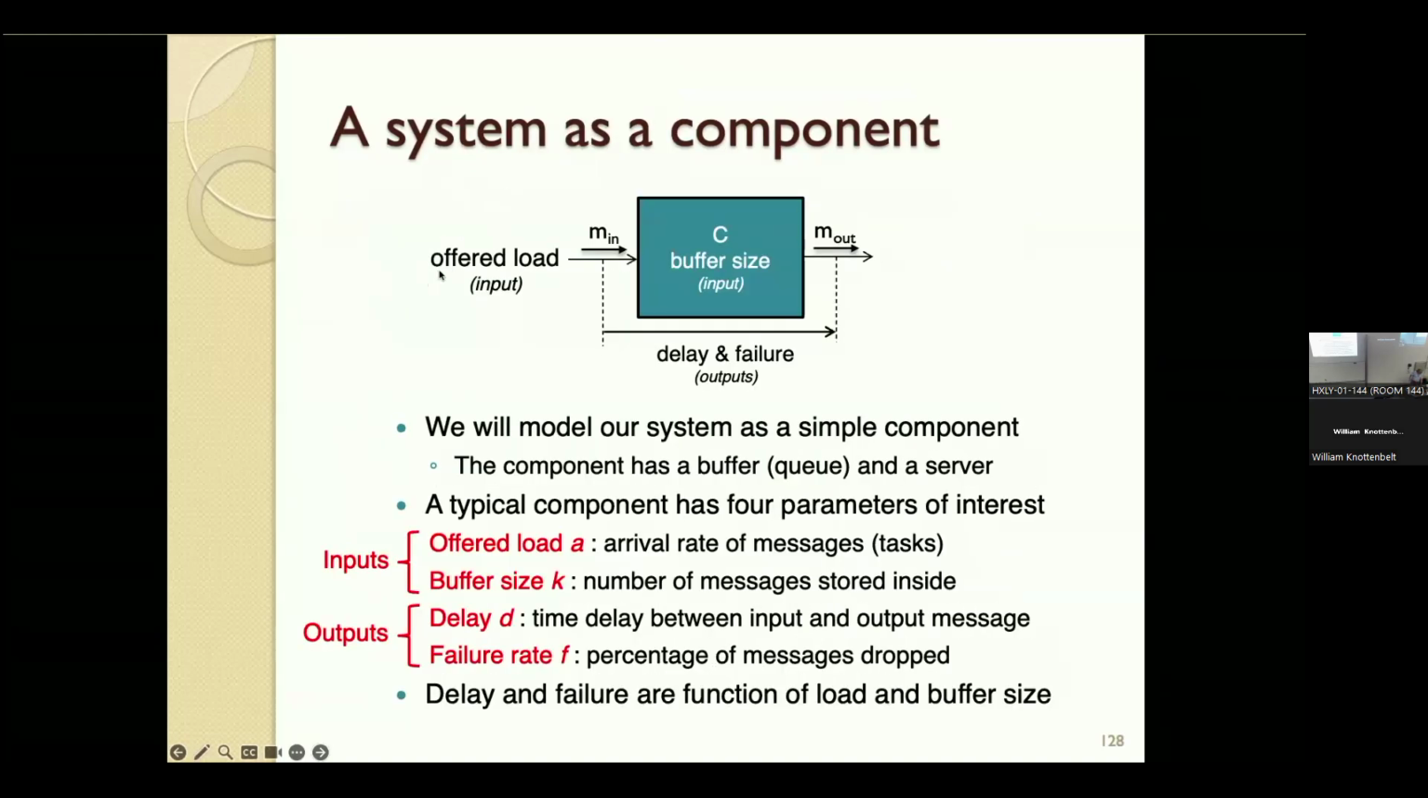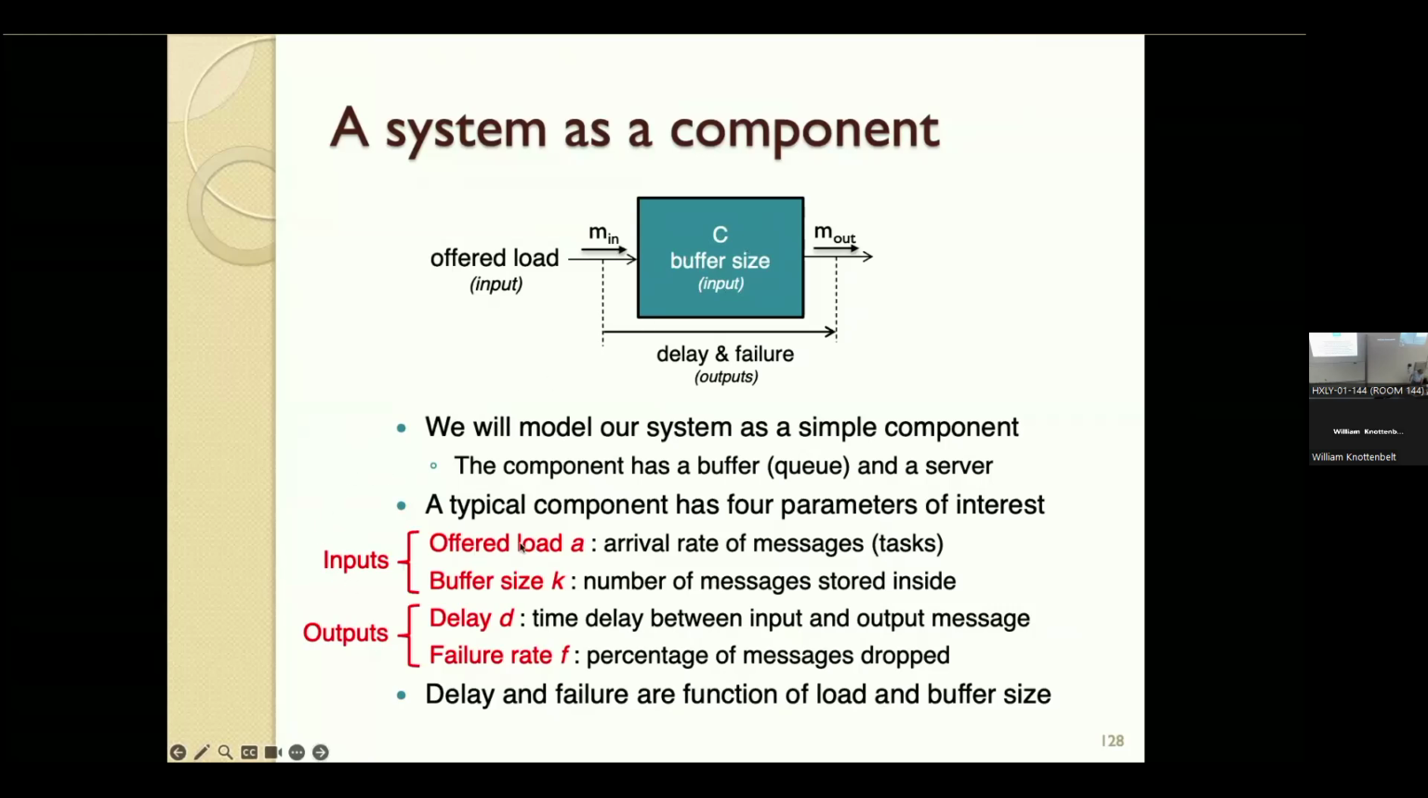So here is the model. We have a system. We assume it's a component from queuing theory. So what does that mean? Queuing theory components have several parameters. There's a buffer inside here, and there's a server that performs some kind of task. It can store a certain number of tasks in the queue, and they're performed first in, first out.